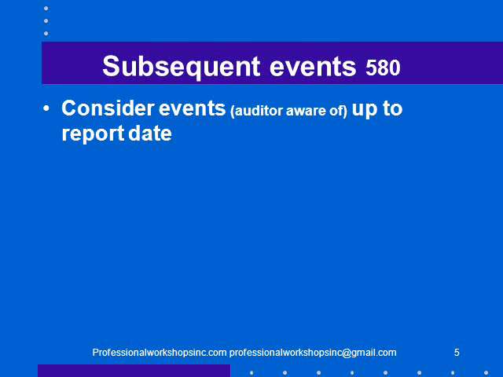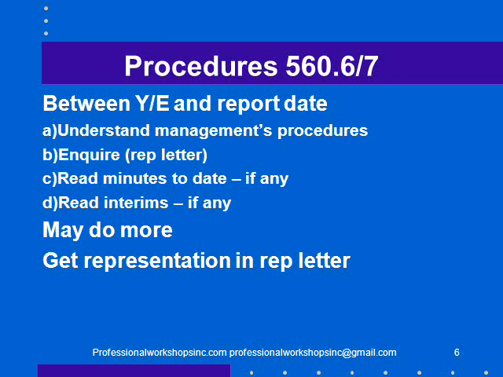Subsequent events. We have to consider subsequent events that the auditor is aware of up until the report date. And what do we have to do? Well, the procedures we have to do are in 566 and 7. So between year end and the report date, we have to understand management's procedures for identifying subsequent events, because it is management that is responsible for doing this. We have to inquire what they have done, and that inquiry and management's response would be in the representation letter.